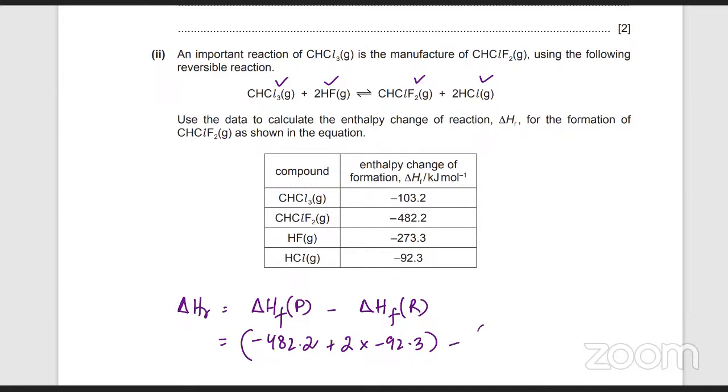So minus reactants. What is your reactant? It's CHCl3, that's -10 point something, plus 2HF. So that's 2 times -273.